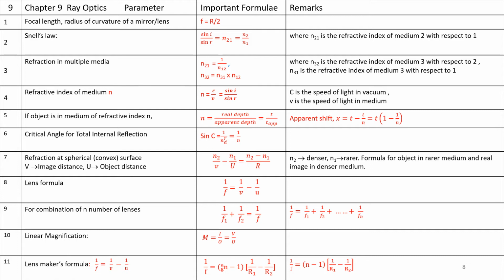Question number 7. Refraction at a spherical convex surface, where V is the image distance and U is the object distance, is given by the relationship N2 divided by V, minus N1 by U, where N2 is the refractive index of medium 2 and N1 is the refractive index of the rarer medium. That is also given by the formula N2 minus N1 divided by R.